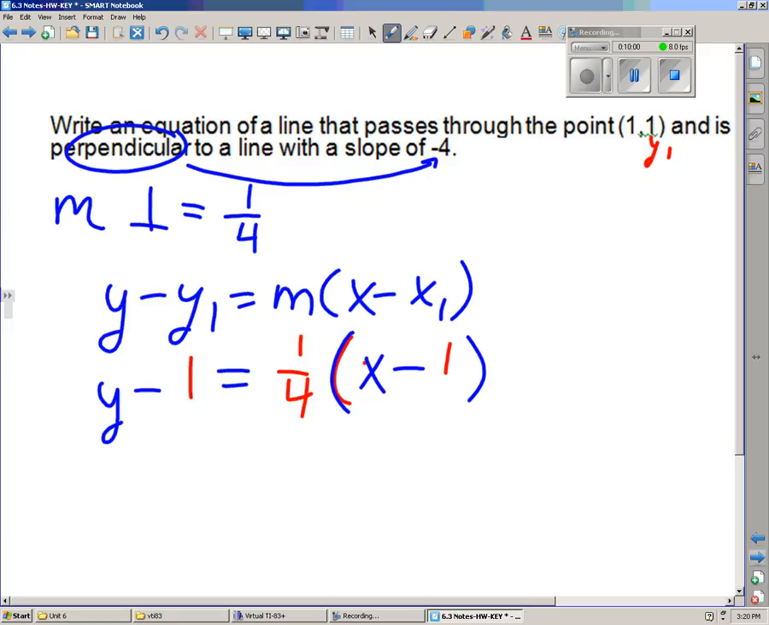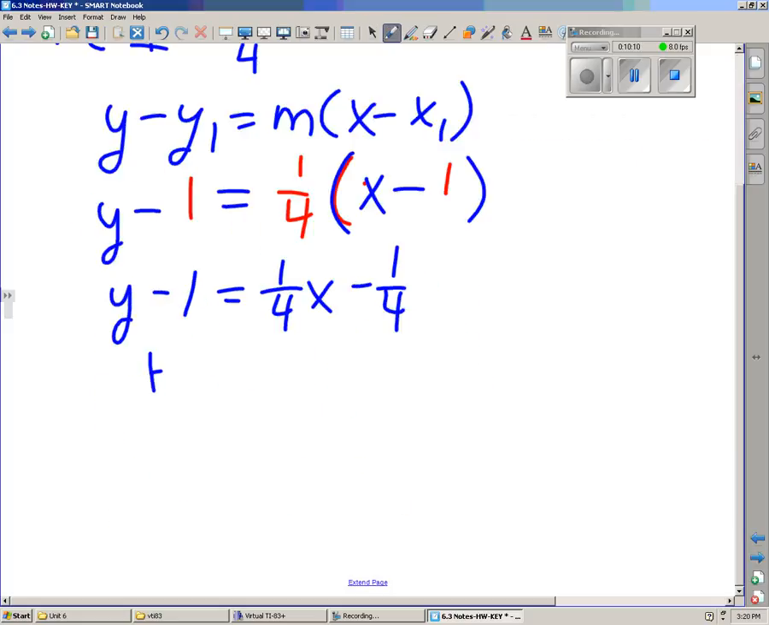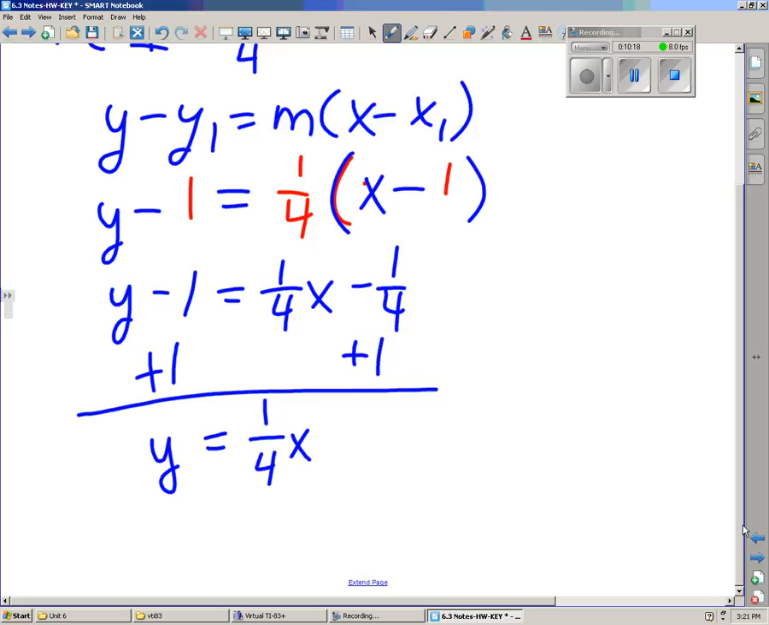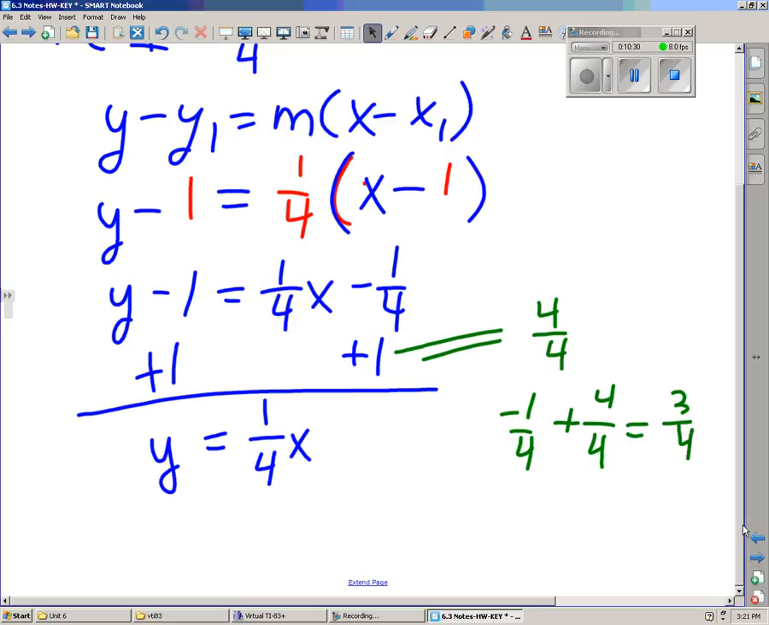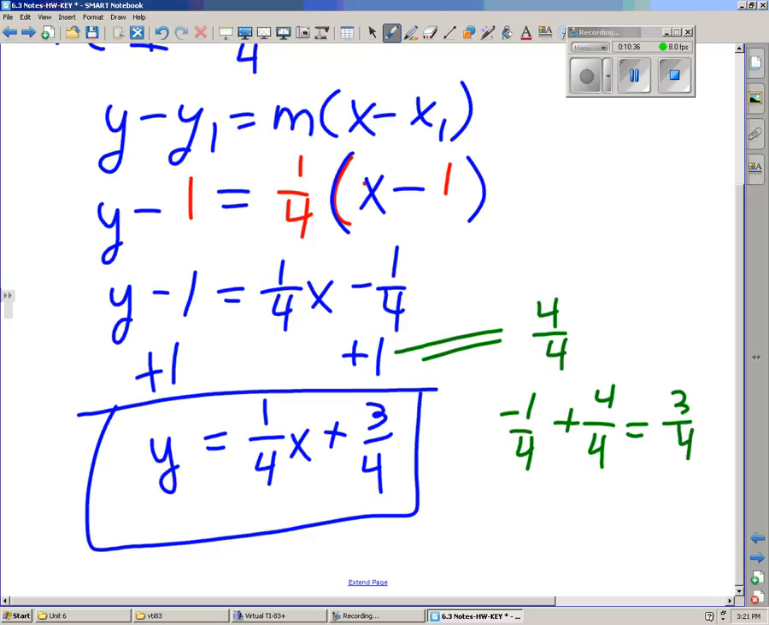When I go through and distribute here, I get y minus 1 equals 1/4 x minus 1/4. And then I have to add 1 to both sides. And then I'm going to get y equals 1/4 x. Before I do that, remember 1 whole is the same thing as 4/4. So if I'm being asked to do negative 1/4 plus 4/4, hopefully you remember that's just 3/4. So this one really becomes 3/4, and all done.